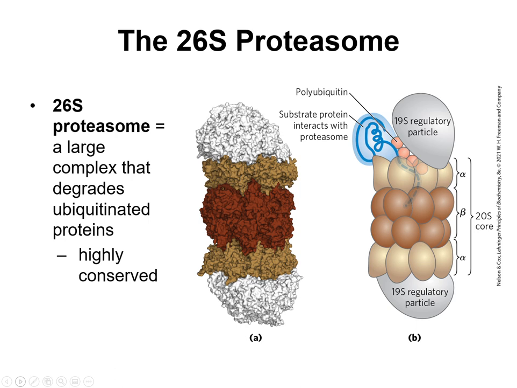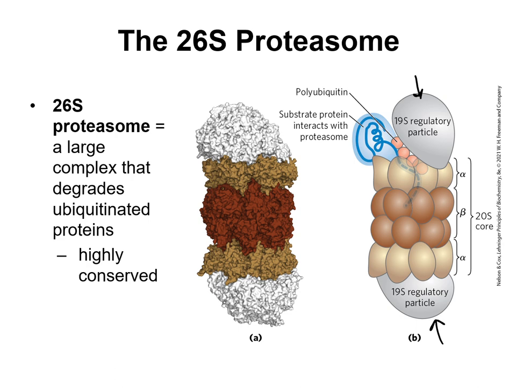So the 26S proteasome is a very large complex that degrades ubiquitinated proteins. It's pretty highly conserved. So you've got this 19S regulatory particle on the top end and on the bottom end. And this 19S regulatory particle will recognize the polyubiquitin on all the different lysine residues. The substrate protein will interact with the proteasome, and it'll say, oh, hey, yeah, I'll check it out.